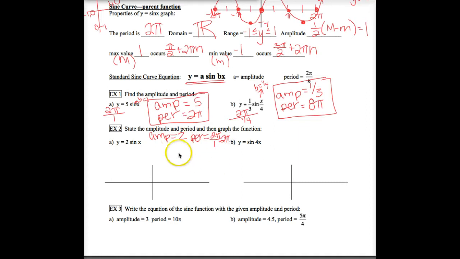The reason we need these, the amplitude tells you the max and min values on your y-axis. So I need to get up to 2 and down to -2 on my y-axis here.